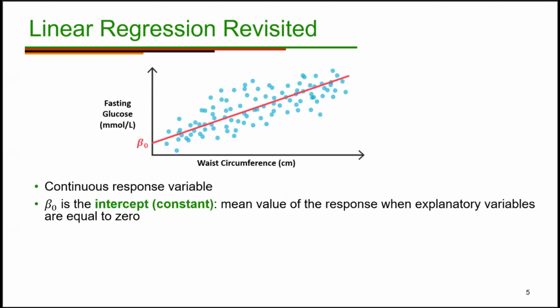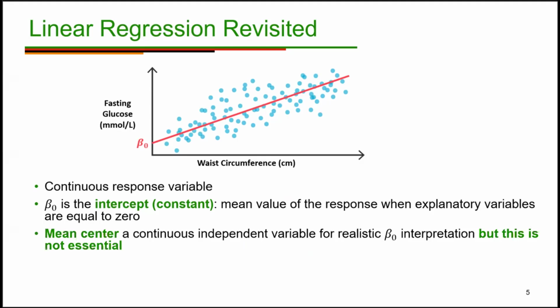And so, as we said, the response variable has to be continuous, and the beta naught is basically the intercept or the constant, the mean value of the response when the explanatory variables are equal to 0. For linear regression and perhaps for other models, there are times that you want to make the intercept meaningful, especially if none of your continuous variables have a value of 0. And we'll try and do this in our example so that we can have a meaningful intercept.